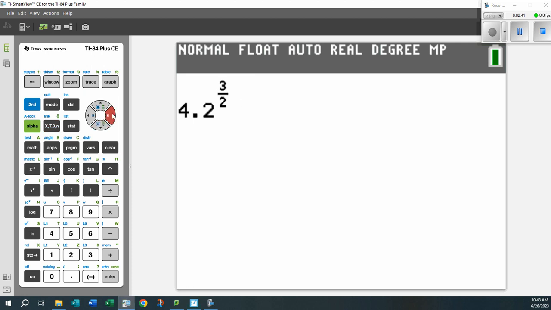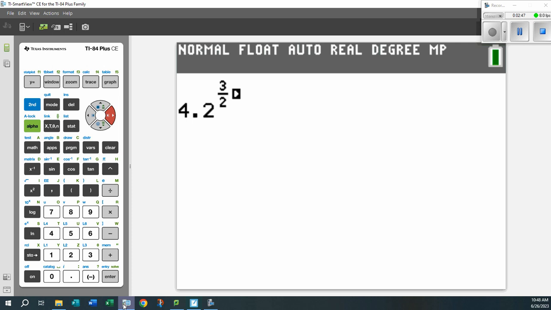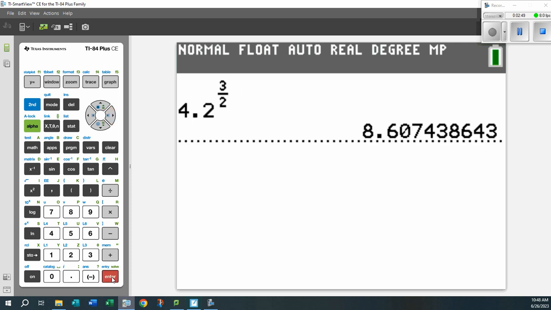Check to see if that looks exactly like what you have written. Sure enough, 4.2 to the power of 3 over 2. All you got to do is punch it now. Hit enter. Boom. Gives you an ugly, ugly number. Yeah, of course, it's irrational. So what do you want to do here? Well, in this case, I would again take it to 2 decimal places.